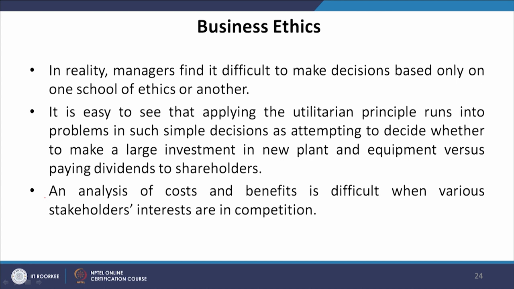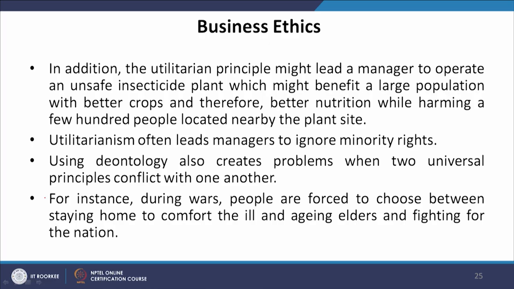It is easy to see that applying the utilitarian principle runs into problems in such simple decisions as attempting to decide whether to make a large investment in new plant or equipment versus paying dividends to shareholders. An analysis of cost and benefit is difficult when various stakeholders' interests are in competition. In addition, the utilitarian principle might lead a manager to operate an unsafe insecticide plant, which might benefit a large population with better crops and therefore better nutrition, while harming a few hundred people located near the plant site. Utilitarianism often leads managers to ignore minority rights.